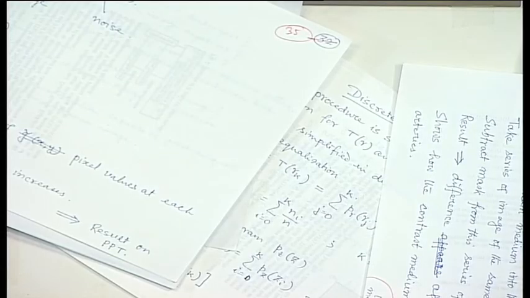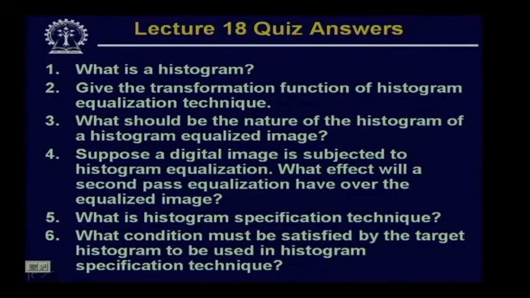Now, let us discuss the questions that we placed in the last class. The first one is, what is an image histogram? You find that a few of the questions are very obvious, so we are not going to discuss them. Now, the fourth one is very interesting: suppose a digital image is subjected to histogram equalization, what effect will a second pass equalization have over the equalized image?